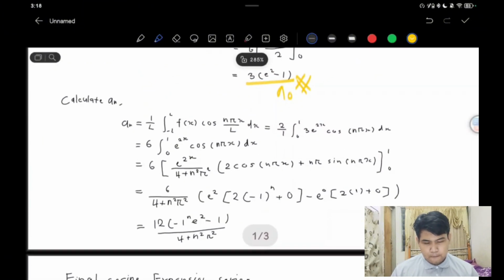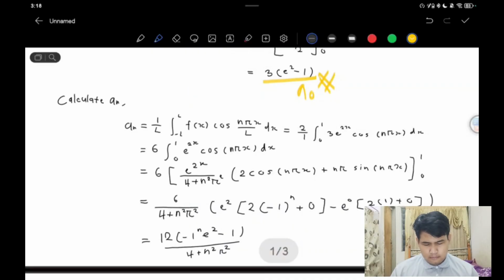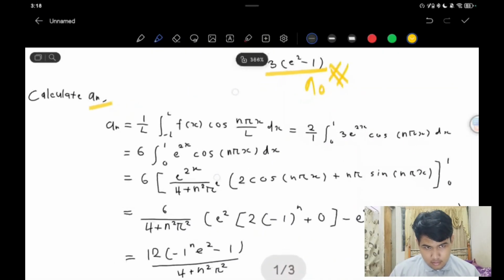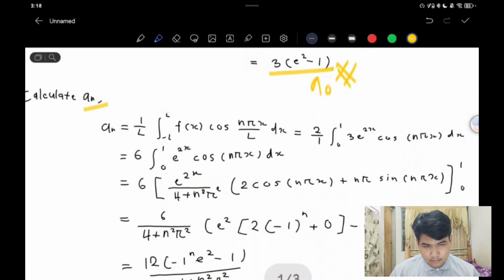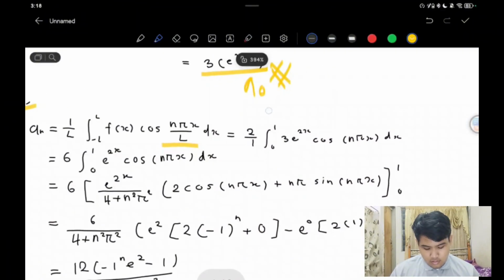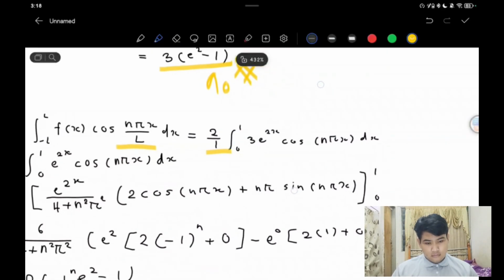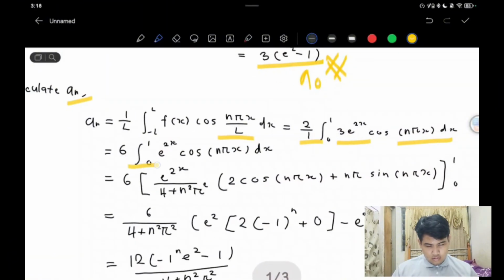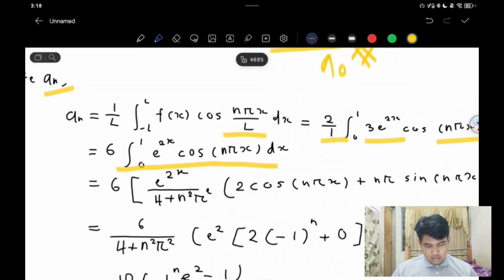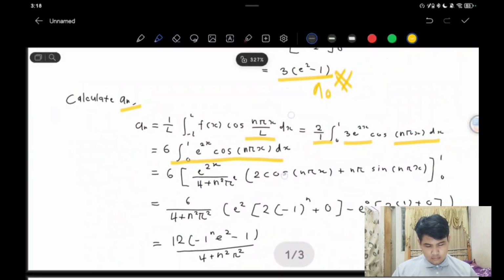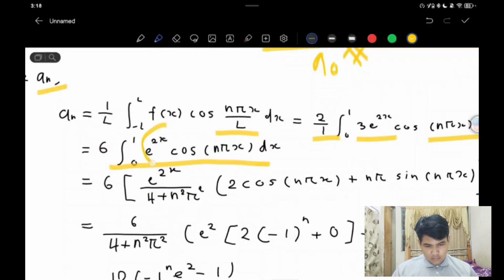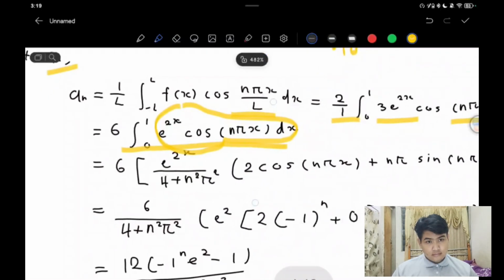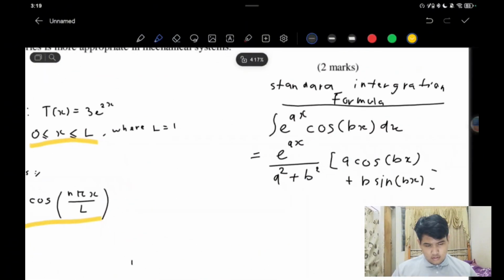And after that, we need to calculate a_n. The formula for a_n is 1 over L, integrate the domain, function f(x) cos(n pi x divided by L), equal to 2 divided by 1, integrate 0 to 1, 3 e to the power of 2x cos(n pi x) dx. And we will get 6, integrate 0 to 1, e to the power of 2x cos(n pi x) dx. So to integrate this function, we need to use the standard integration formula.